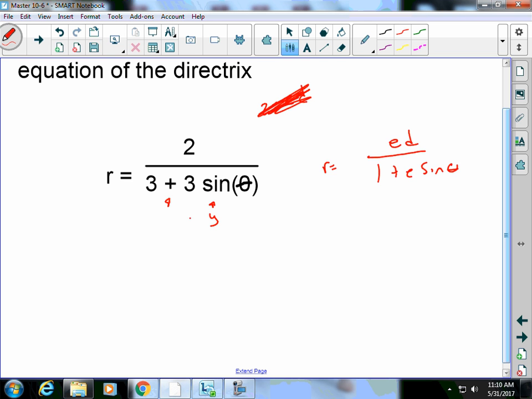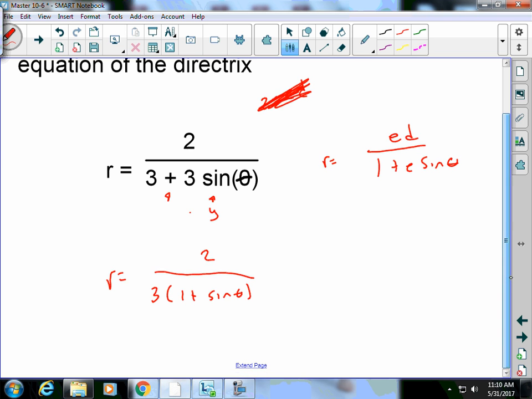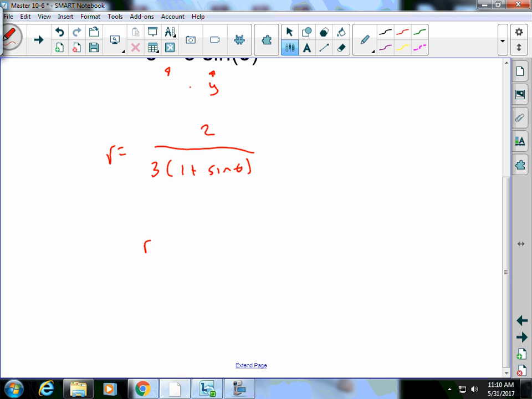So let's figure out what it is, because we don't have a 1 in front. I need to factor out a 3. So I get 1 plus sine theta, like this. And then I'm going to bring the 3 up. So again, R is equal to 2/3, 1 plus sine theta. So E looks like it's equal to 1. And that means I have a parabola.